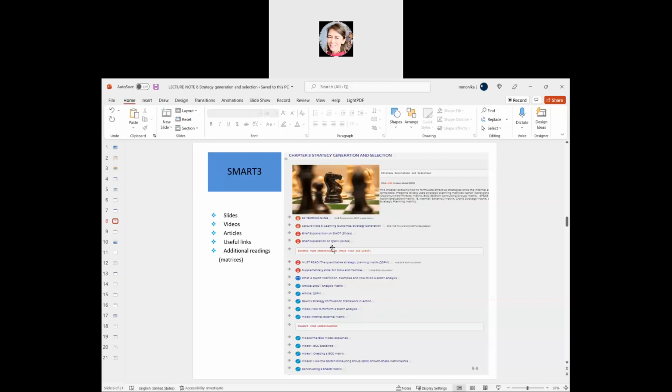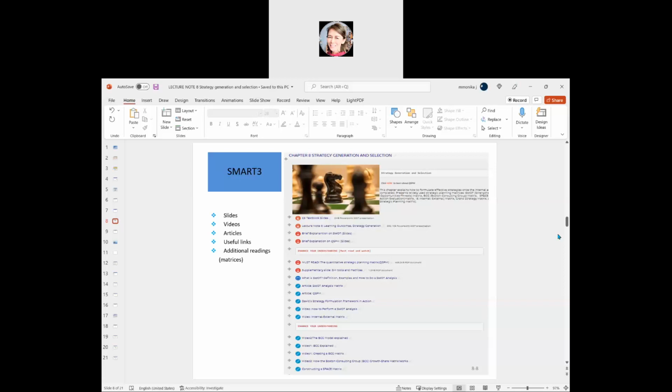All these materials here are related to understanding strategy generation and selection. How you'd come up with the EFE. What is this? The QSPM. All right, QSPM, and also the SWOT matrix. Okay, how you devise, how to come up with the matrices.